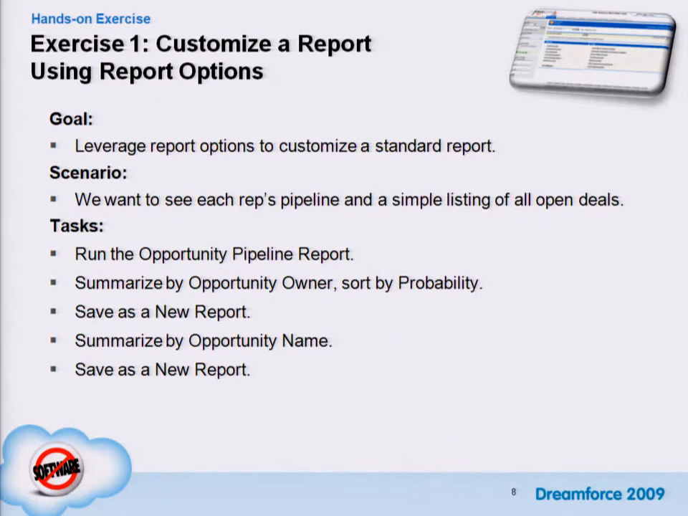Okay? All right. So we're going to move on to our first hands-on exercise. In this exercise, we want to see all open deals. We want to see our entire pipeline, all open deals, and we want to group it by the sales rep. So we're going to run the Opportunity Pipeline Report. We're going to summarize it by the opportunity owner. We're also going to sort it by the probability. All things that we can do from the report options. And we're going to save it as a new report. We're going to then use that report as a basis for yet another report. And that one we're going to use in our next session on dashboards, and I'll show you that when we get there. We're going to take the same report, but we're going to group it by something else.